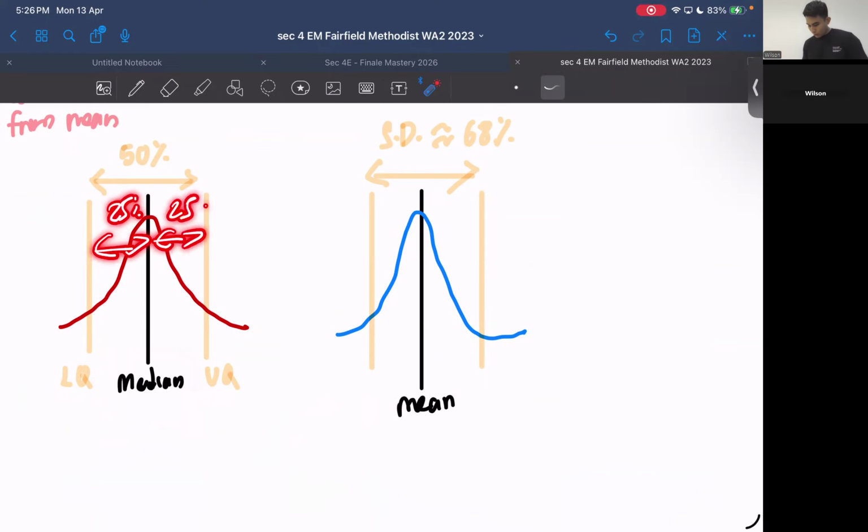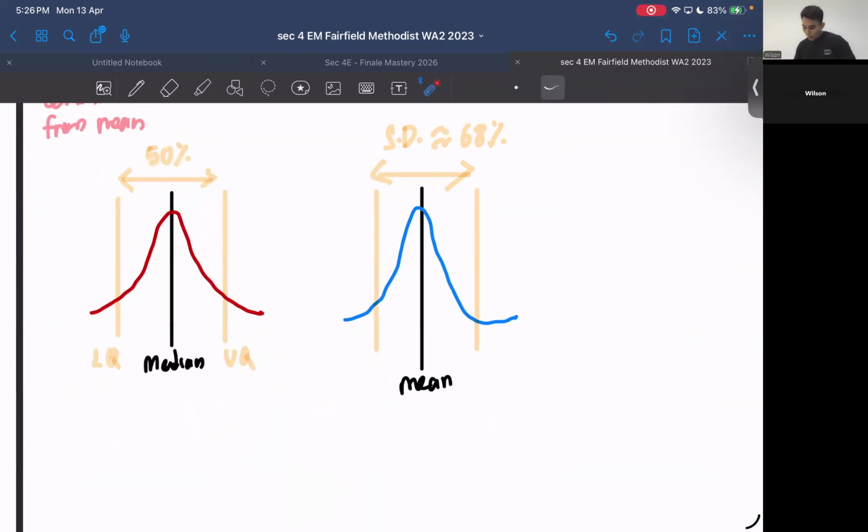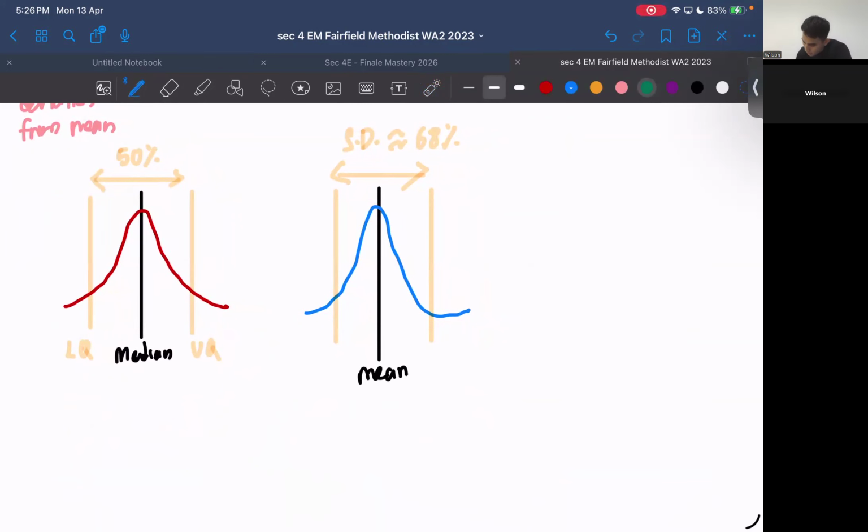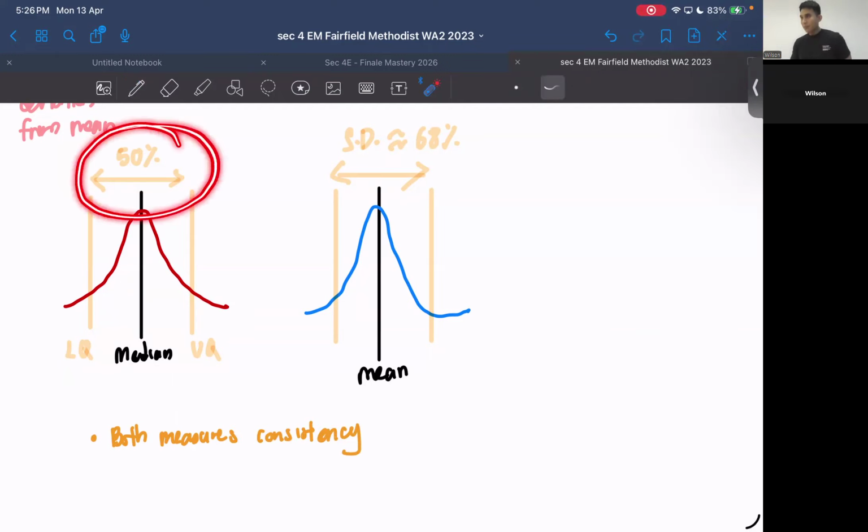We also know that here is 25%, okay? Now, your SD, which is your standard deviation, is the deviation from your mean over here. Okay, this is the deviation from your mean. So what is the similarity between them? The similarity between both of them is this. Both measures your consistency over here. Okay, both of them measures consistency. Interquartile range measures 50% of your data, whereas your standard deviation measures 68% of your data over here.